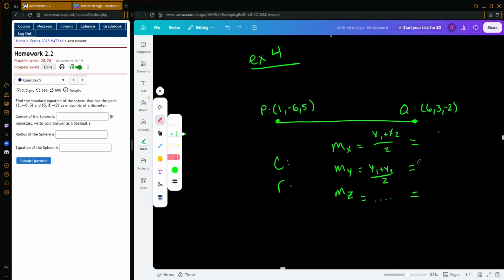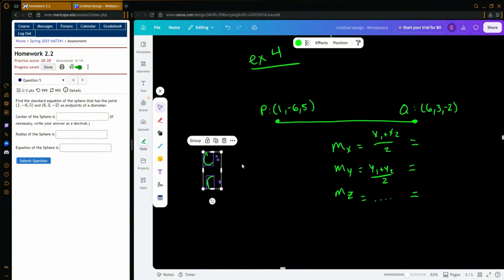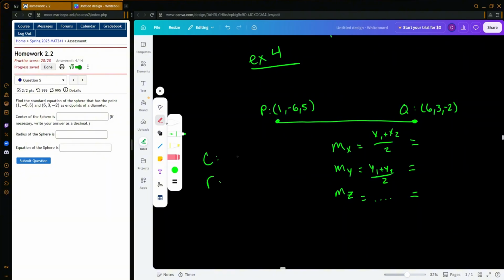And then we'll note that these will be the coordinates for our center. So I guess I'll start filling them in over here. We'll have mx, my, mz. Okay, so x1 plus x2 divided by 2. So it's going to be 7 over 2, which is 3.5. I can probably just do this in my head.